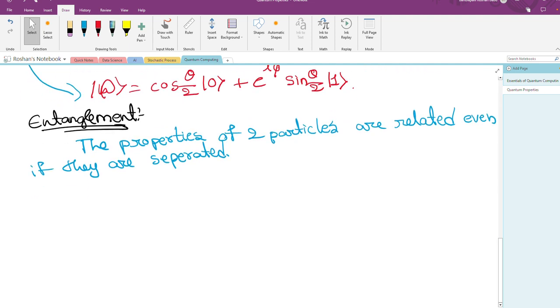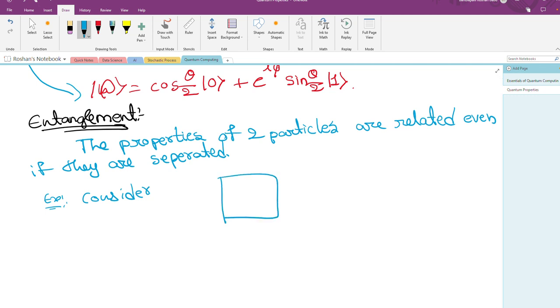Okay, I'll give an example. Consider you have two boxes. Okay, let's say our state space of the boxes is one red color ball and one blue color ball.